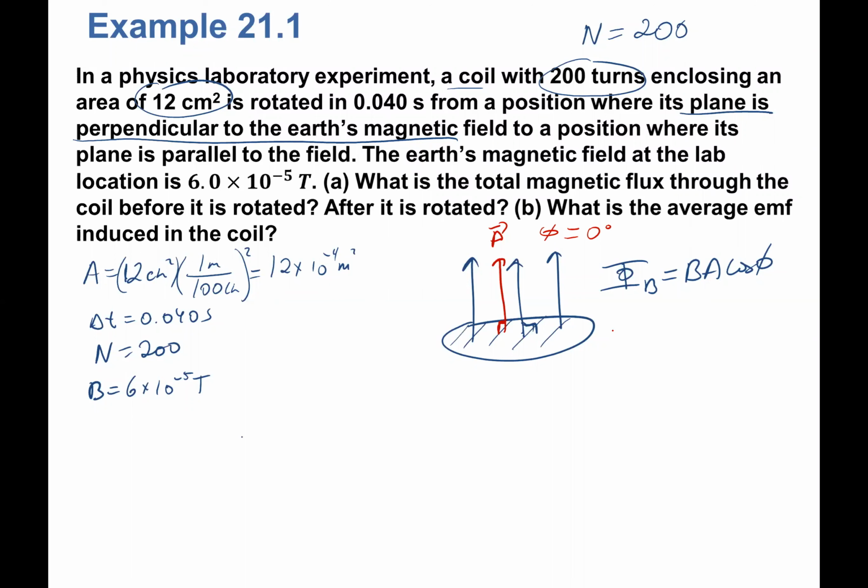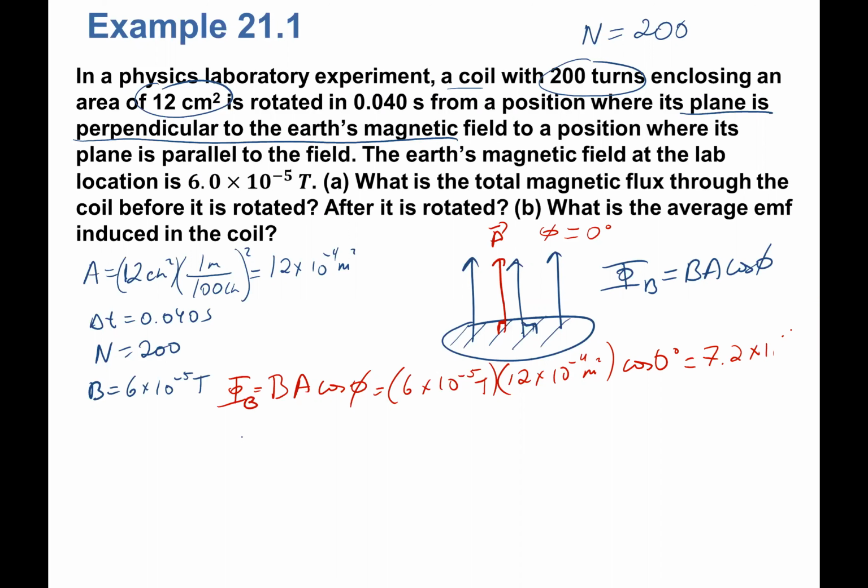So then if I'm calculating the magnetic flux here, let me do it here so I have more room. Magnetic flux is magnetic field times area, then cosine of phi. So there will be 6 times 10 to the negative 5 Tesla, times 12 times 10 to the negative 4 meters squared, and times cosine of 0 degrees. So then I can calculate the flux. Oh, sorry. So then the flux will be 7.2 times 10 to the negative 8 Weber.